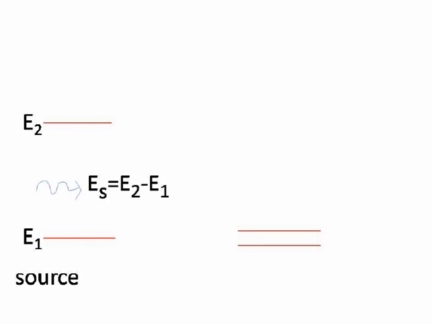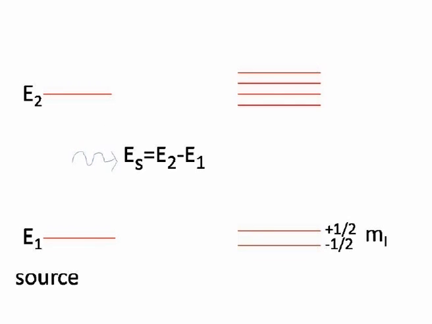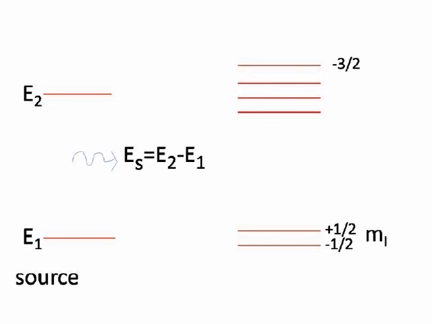So, the source is a single line source, E1 here, E2 here, giving me a gamma ray Es equal to E2 minus E1. There is a catch here. In the absorber you have 2 levels appearing corresponding to the ground state. This is, say, minus half and this is plus half. I am talking of M of I. The first excited state is split in 4 parts, and M of I is, say, minus 3 by 2 here, minus half here, plus half here and plus 3 by 2 here.